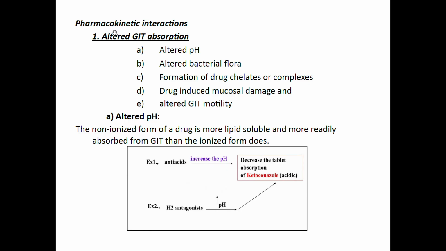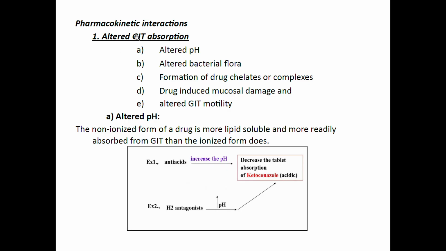So let's discuss the pharmacokinetic interaction, which begins with the absorption. Sometimes one drug may interfere with the absorption of another drug. So there are a number of mechanisms for interacting with the absorption of another drug, like altered pH, altered bacterial flora, formation of drug chelates or complexes, drug-induced mucosal damage, and altered GIT motility.